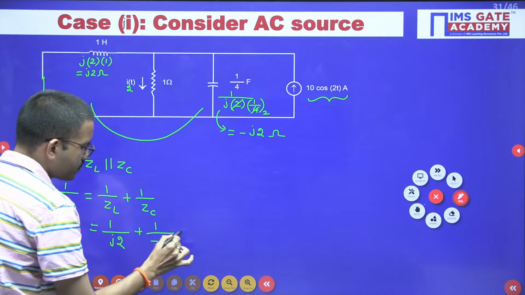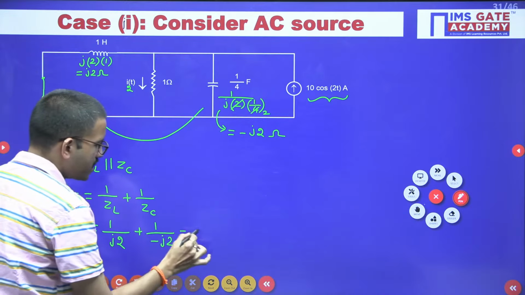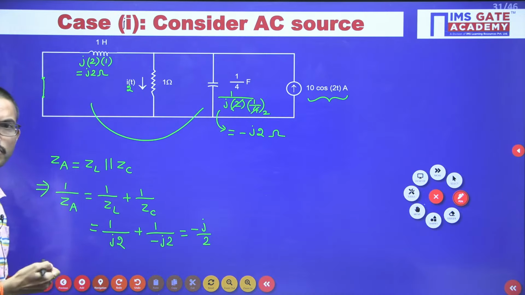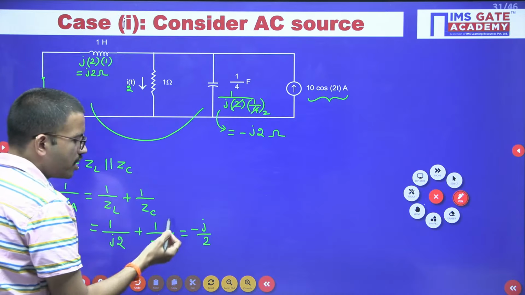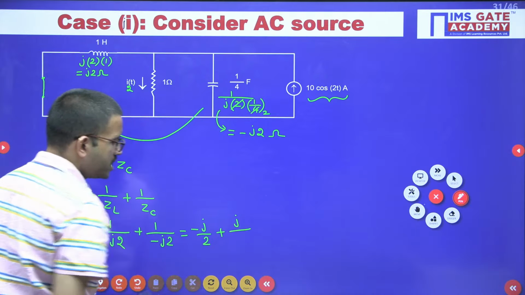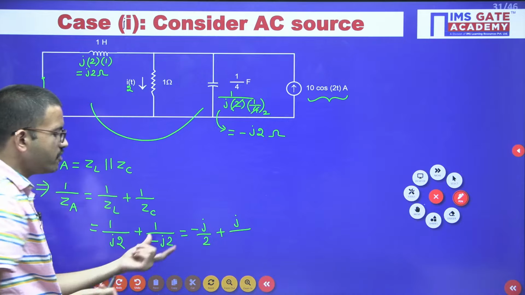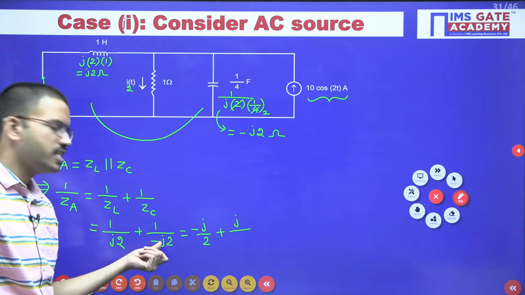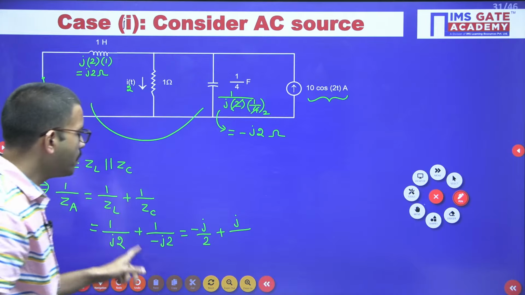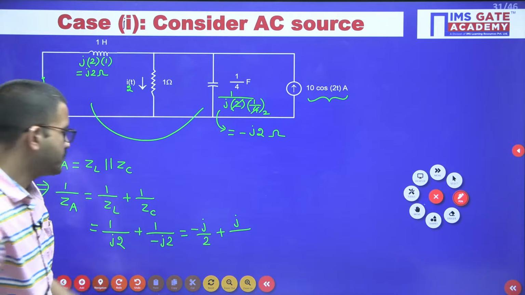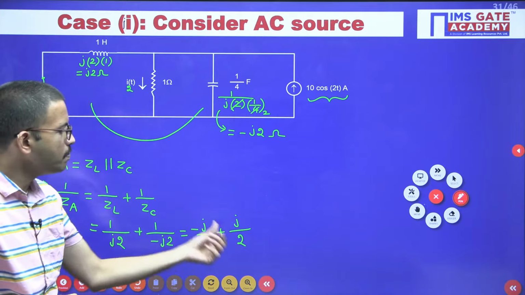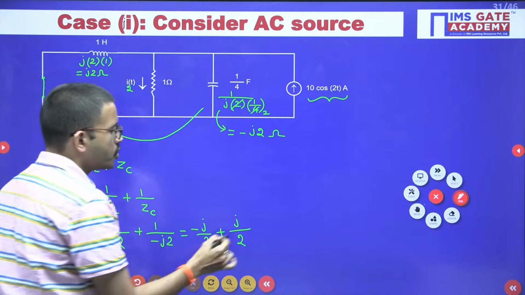Here 1 by j we can write as minus j divided by 2. If you want, you can multiply and divide with j. Then j in the numerator, and in the denominator, j into j is j square, that is nothing but minus 1. Minus into minus is plus. Otherwise 1 by minus j you can write as plus j. Both are same. Here also, both are magnitude-wise same, but polarity-wise opposite. So you are getting 0.